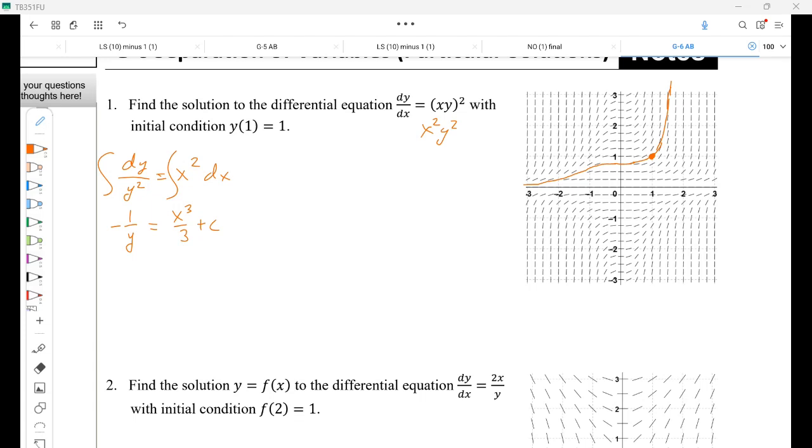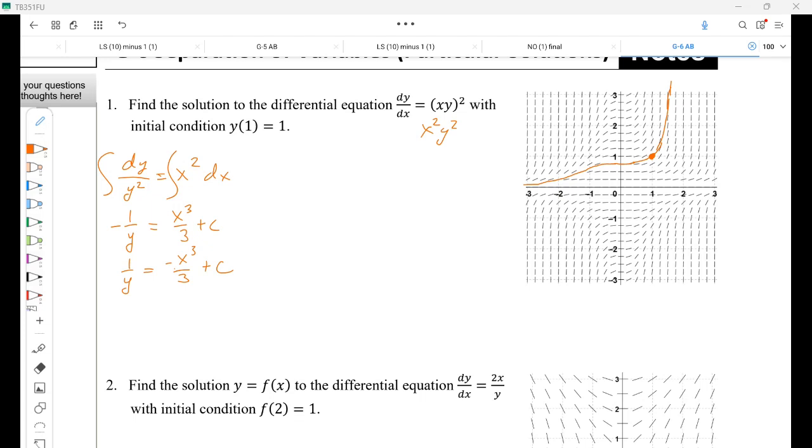Calc is easy, right? You guys all knew that. So we are going to reciprocate both sides and multiply by a negative, not in that order. So let's say 1 over y equals negative x cubed over 3. I'm going to leave it as plus c. If you had accidentally changed it to minus c, your sign would be different than mine, but in the end, your function would match.